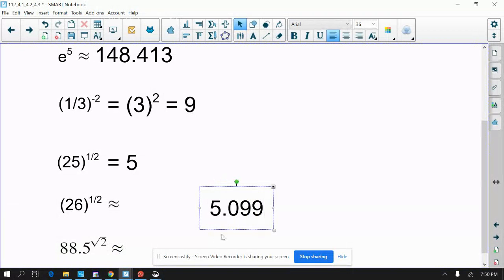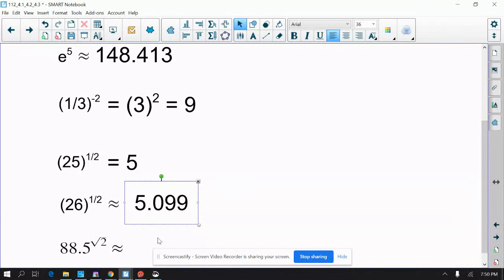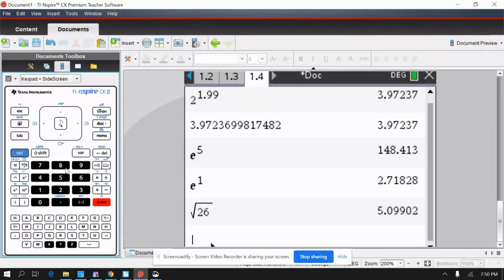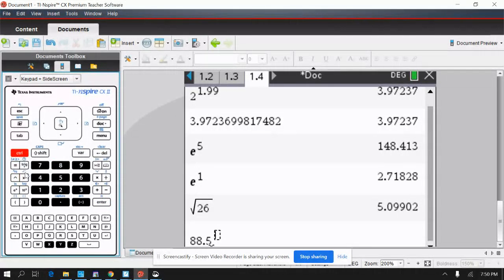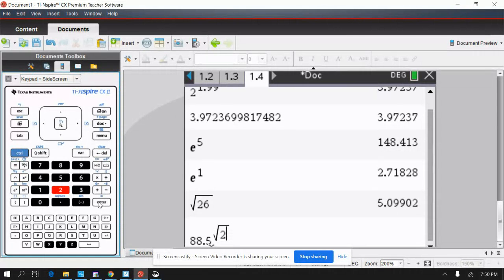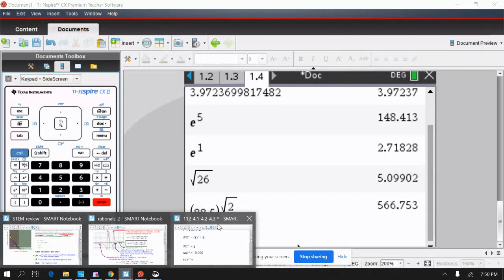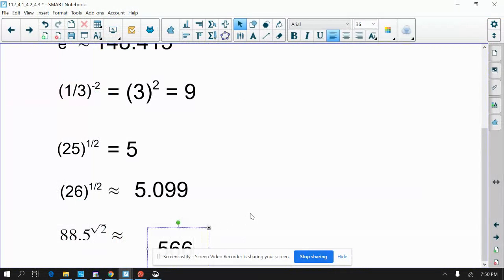And then this is a funky one, 88.5 raised to the radical 2. Remember, the exponent could be anything. The domain for the exponent is all real numbers. So I'm going to take 88.5 raised to the radical 2, and I get 566.753.